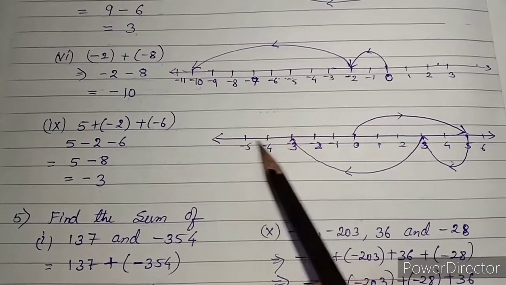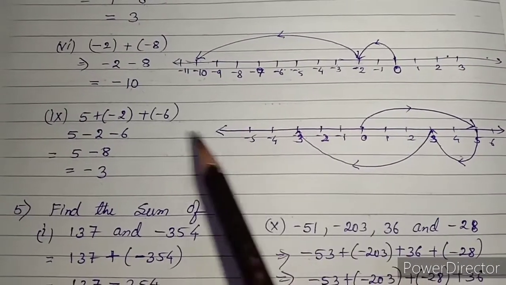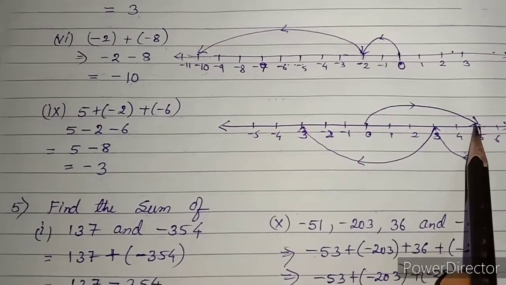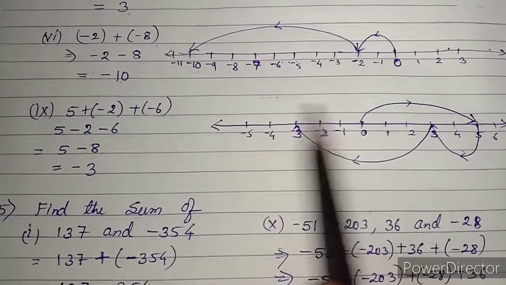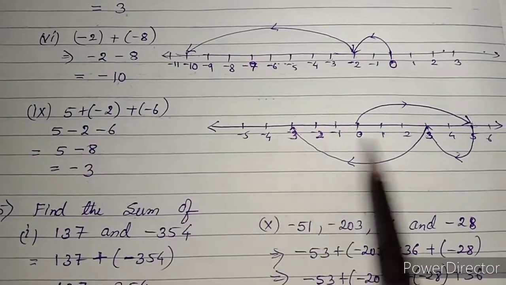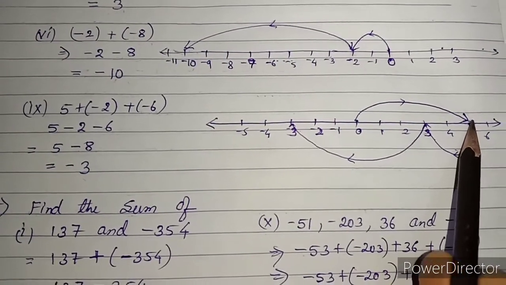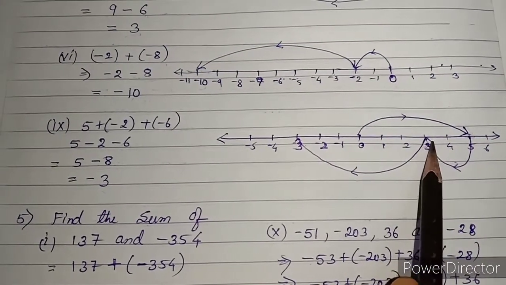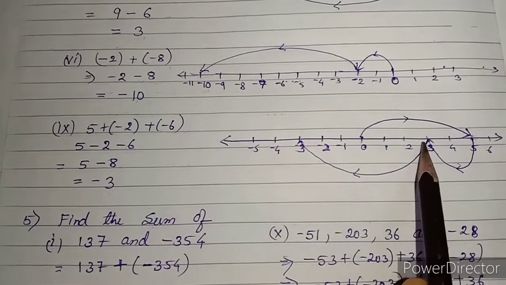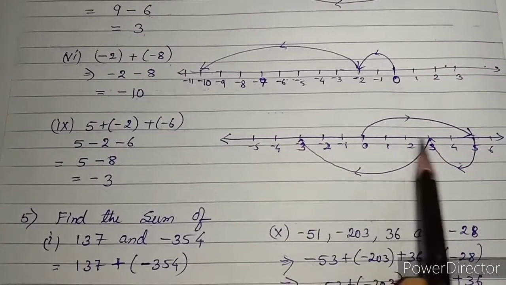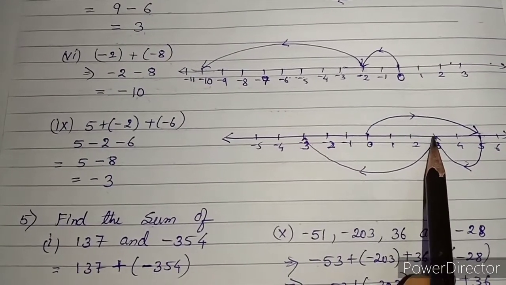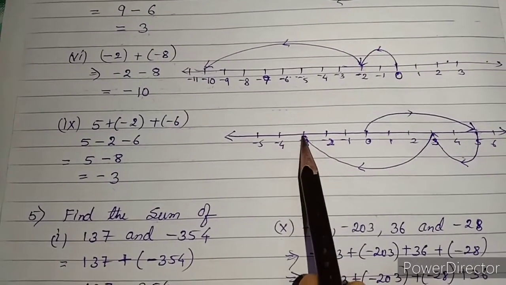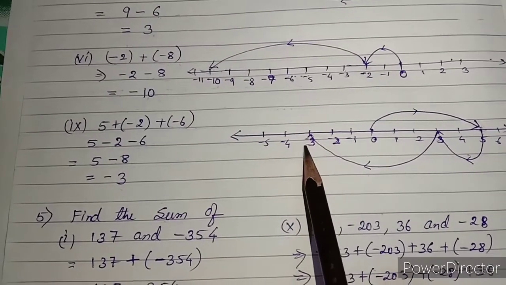Now on the number line, see how to represent this. The first number is 5. So from 0 to 5 you should move in the right direction, and then minus 2. Minus 2 means two numbers you have to move to the left direction. Means 1 and 2. You move first and reach 3, and then minus 6 means again you have to move 6 integers in the left direction. So 1, 2, 3, 4, 5, 6. That means you reach minus 3.